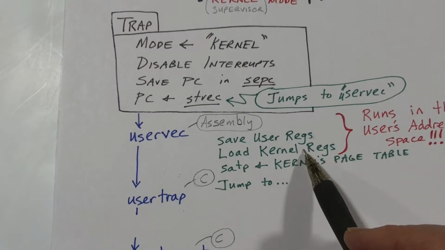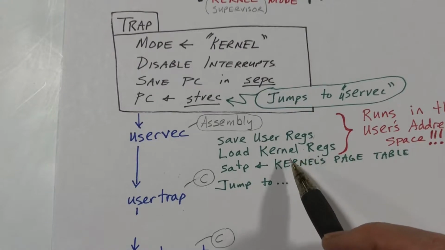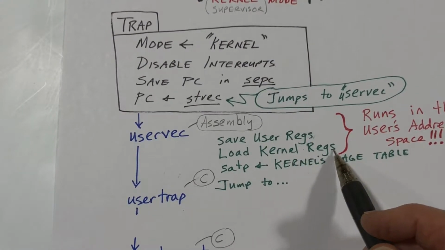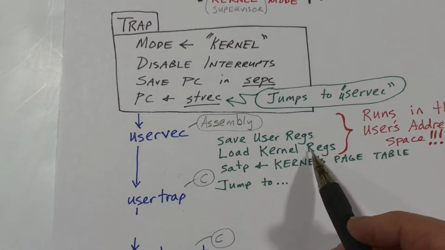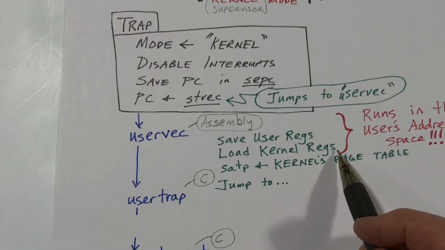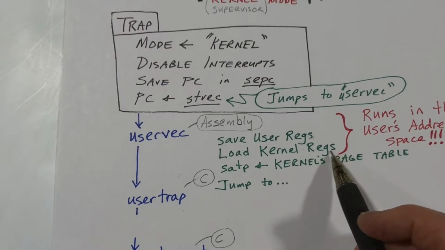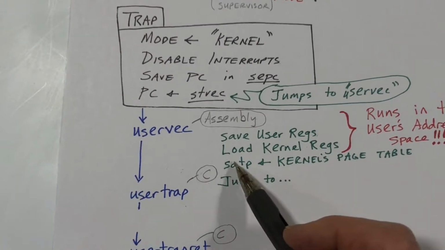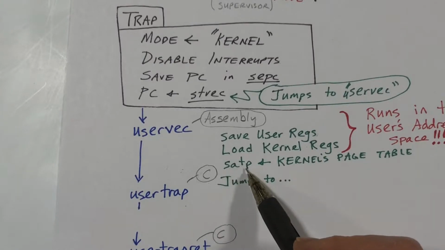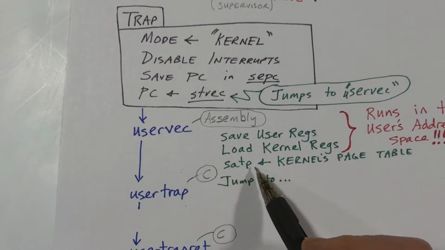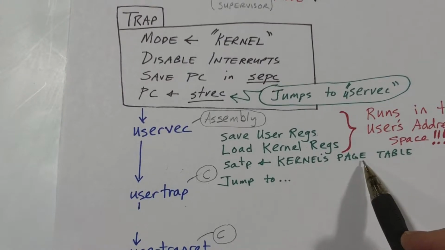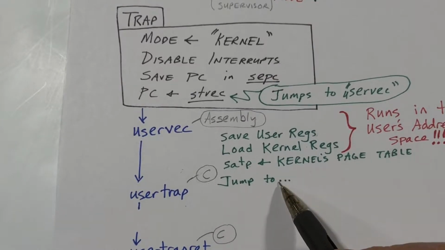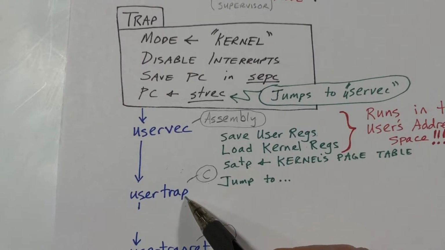And then we load a few of the critical kernel registers. We need to load the kernel stack pointer register. And we also need to load the TP register, which contains the core number. And finally, we need to switch into the kernel's address space. So there's another control and status register called SATP. And we load that with the address of the kernel's page table, thereby switching all execution into a different virtual address space. And finally, we jump to this usertrap function, which is written in C.